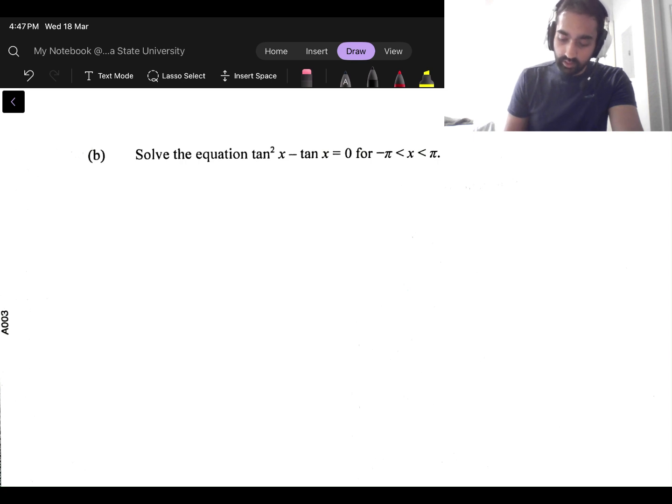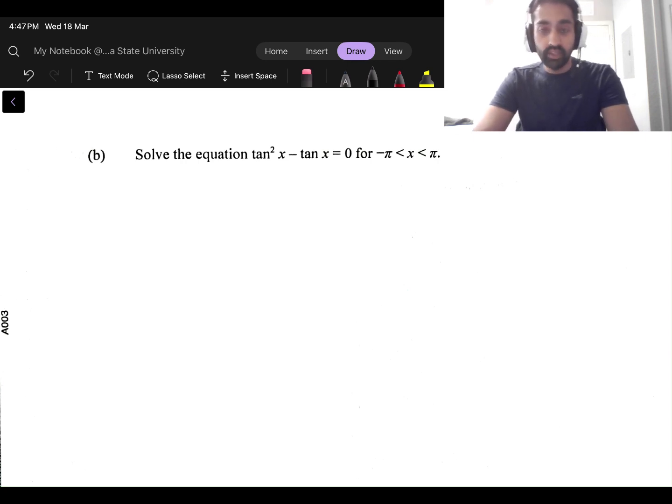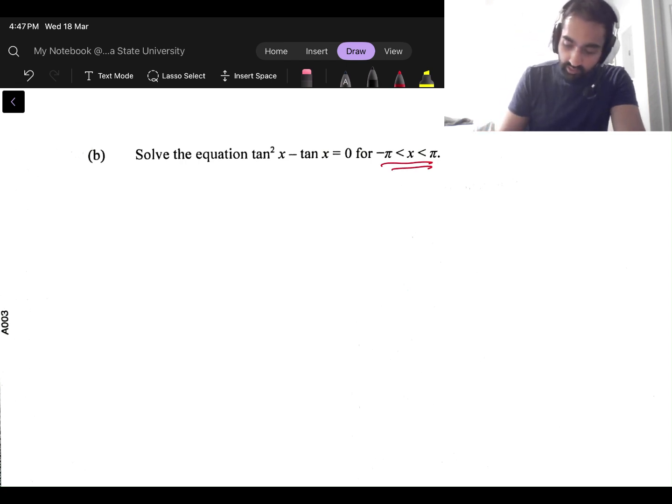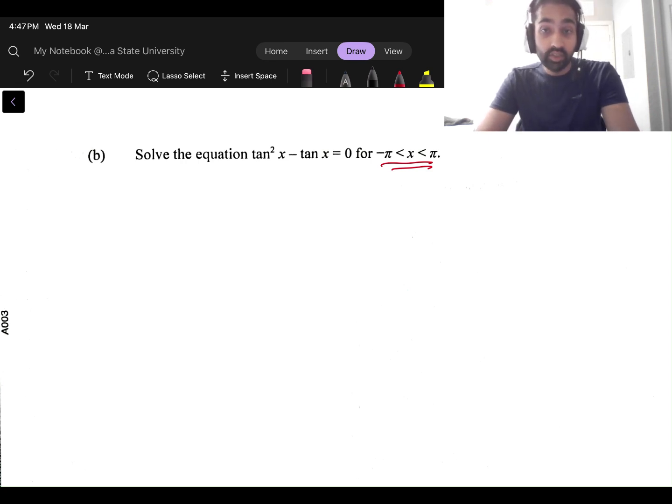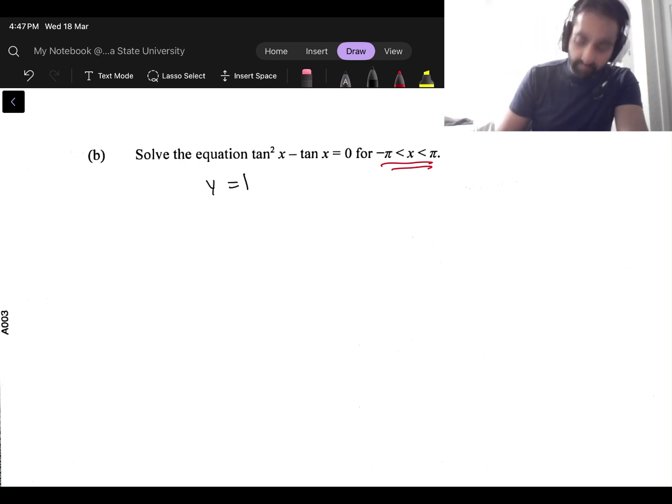Okay. Next question. Solve the equation tan squared x minus tan x equals 0 for x between minus pi and pi. I'm just going to put a red line here because this is important when you want to put your solution. The range is not 0 to 2 pi. The range is minus pi to pi. Okay, let's start first by figuring out the solution.